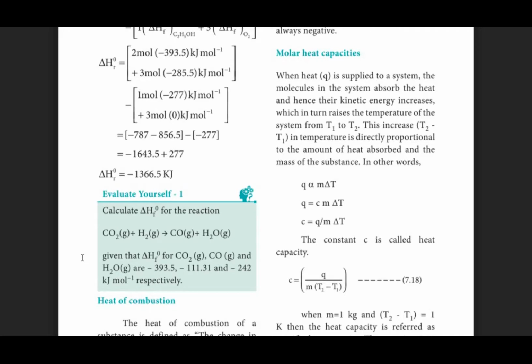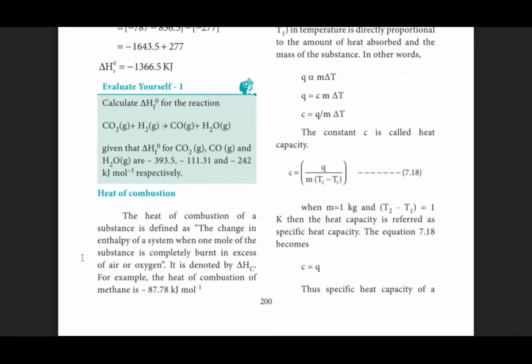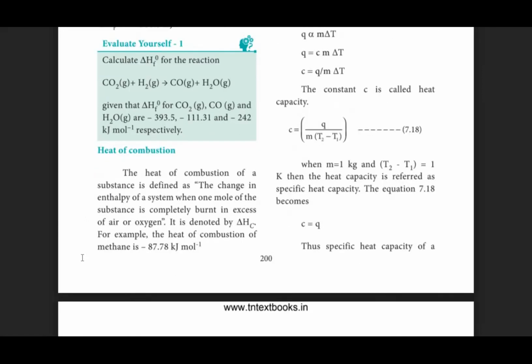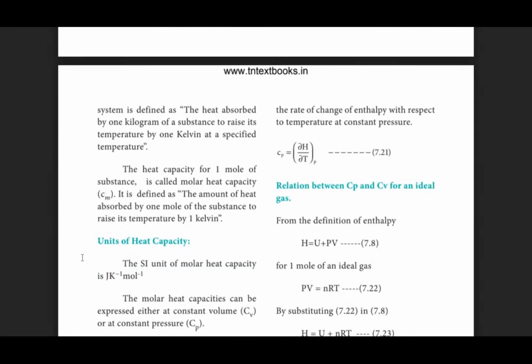When M is equal to 1, that is mass is equal to 1 kg, and the temperature difference T2 minus T1 is 1 Kelvin, then with M also 1 and delta T also 1, the denominator entirely becomes 1, so C is equal to Q. Thus, specific heat capacity of a system is defined as the heat absorbed by 1 kilogram of the substance to raise its temperature by 1 Kelvin at a specified temperature.